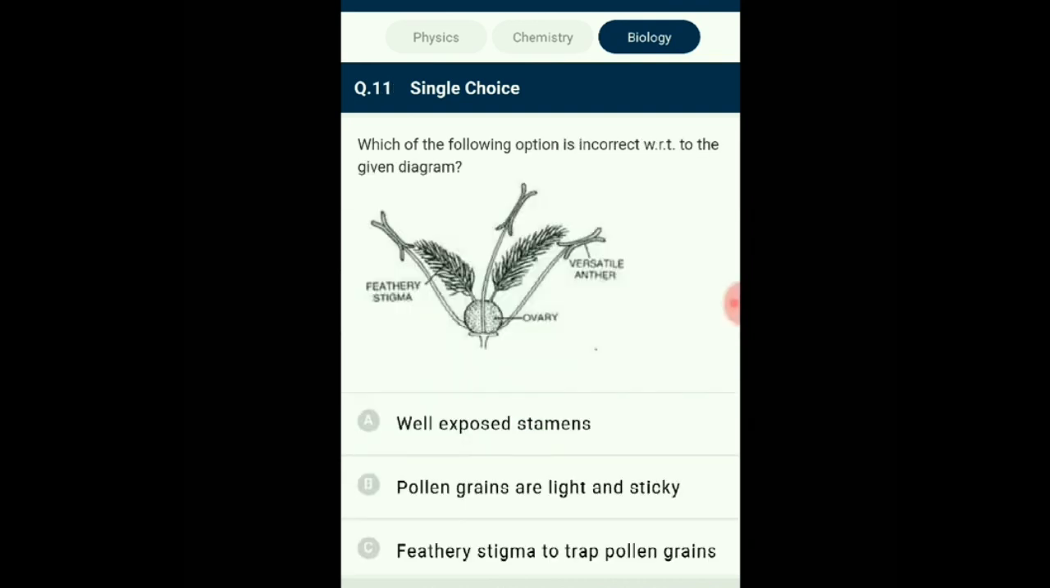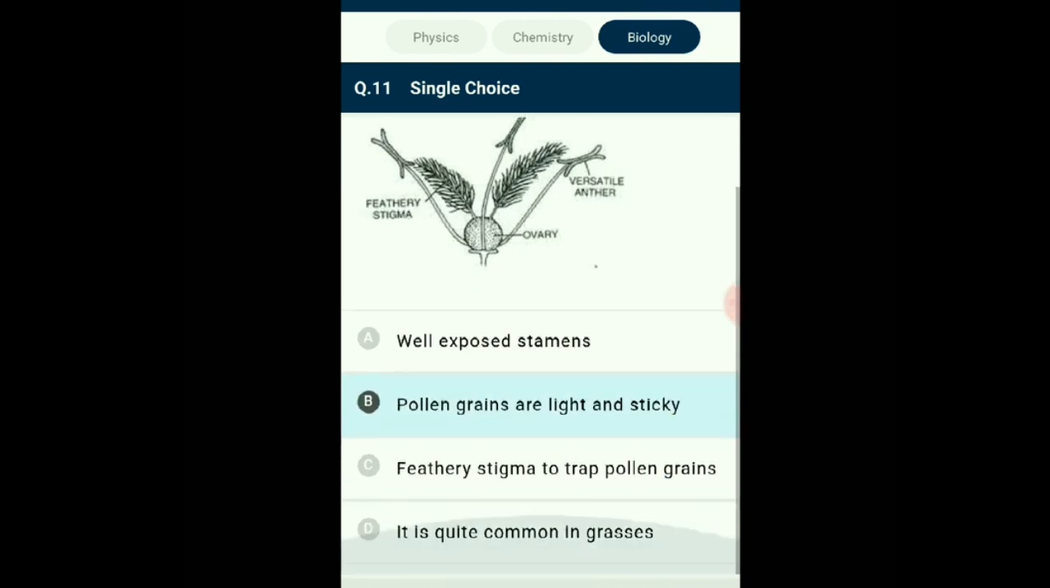Question number 11. Which of the following options is incorrect for the given diagram below? Anemophily is characterized by the presence of well-exposed or versatile stamens. The pollen grains are light and non-sticky. Presence of feathery stigma enhances the pollination by allowing pollen grains to get trapped, commonly observed in gymnosperms, grasses, sedges, rushes, etc. So the answer is option B. Pollen grains are light and sticky.